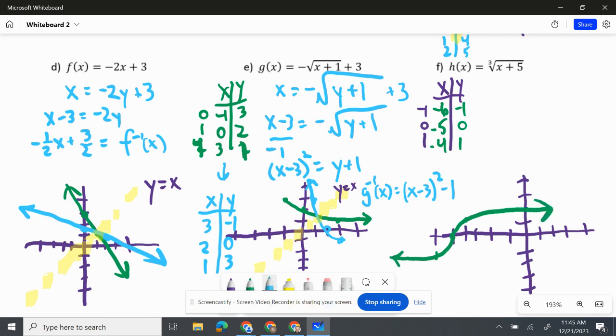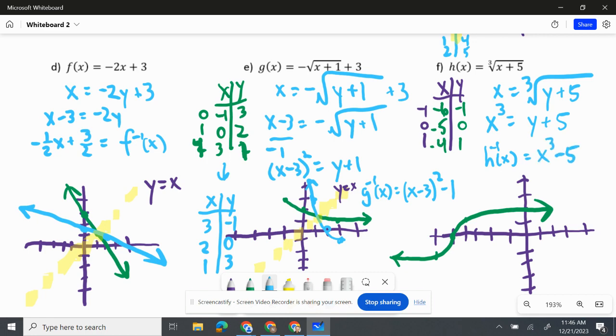What I'm going to do is switch the x and the y's. And then after I switch them, I'm going to cube it. So I have x cubed. And then I'm going to subtract the 5. So I have the inverse of h of x is equal to x cubed minus 5.